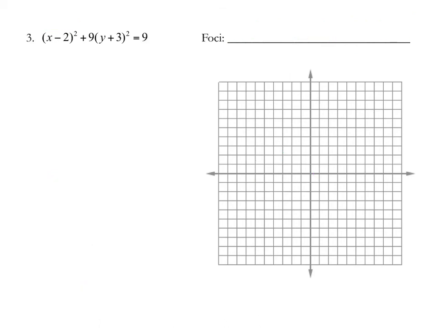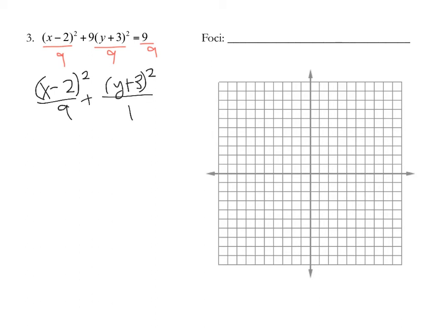And number 9 just throws in the twist that we saw yesterday. It doesn't equal 1. That's why we don't see any of the fractions right now. We need to make sure that it equals 1 first. So we would have to divide by 9 first to make it equal 1. And we get x minus 2 squared over 9, plus y plus 3 squared, and then I'm going to write this over 1.